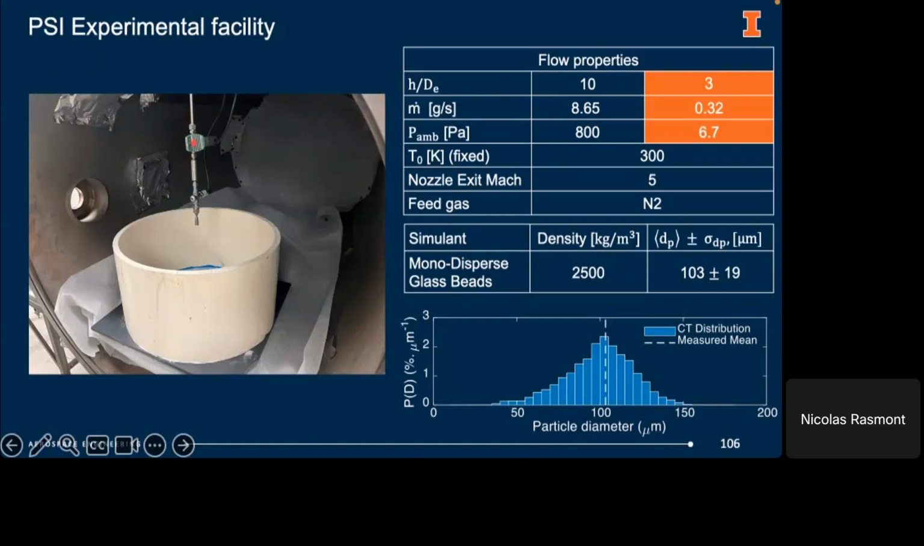Using this system, we can target a variety of parameters. Those are the altitude of the thruster above the surface, the mass flow rate of the jet, and the ambient pressure inside of the chamber. In this presentation, I'm going to focus on a specific case to show you the integration of two different diagnostics, radar interferometry and PTV, to get information about the ejecta dynamics. The condition that we're targeting is shown in orange: a height of 3 nozzle diameters, a mass flow rate of 0.32 grams per second, and an ambient pressure of 6.7 Pascal. Next slide, please.